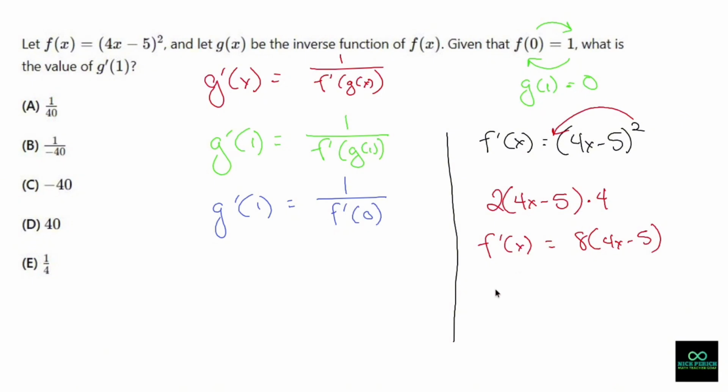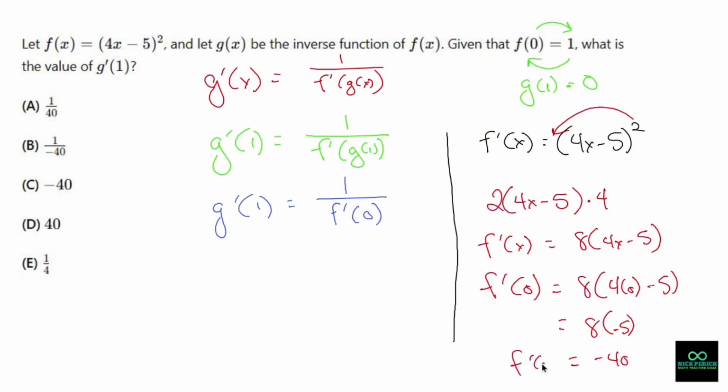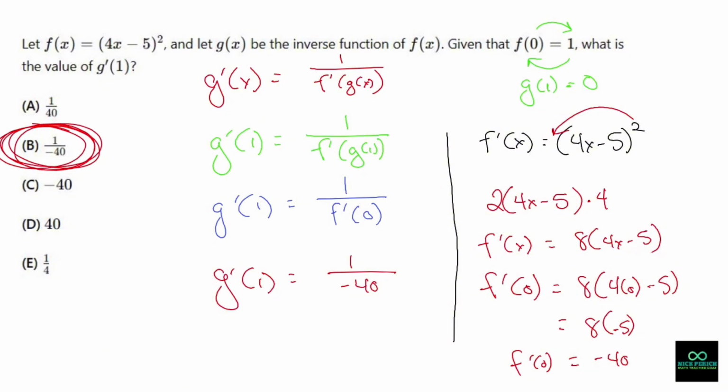Now f prime of 0 is going to be 8 times 4 times 0 minus 5, or 8 times negative 5, which is negative 40. So f prime of 0 is negative 40. So g prime of 1 is 1 over negative 40. And that's it. Isn't that neat?